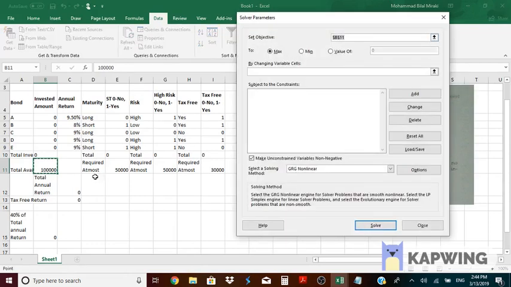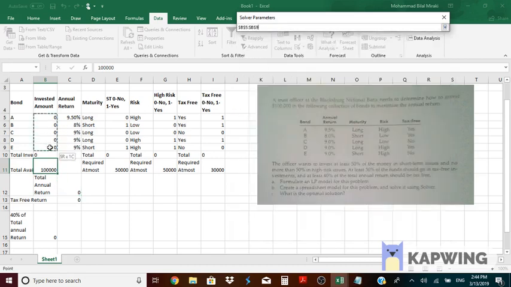So the objective cell is the annual return. So I'm going to click this here. Our problem is a maximization problem, since we want to maximize our annual return. But if it was a cost problem, then we would have minimized the cost. And our changing cells are these cells.